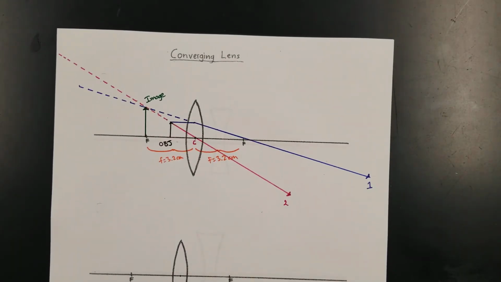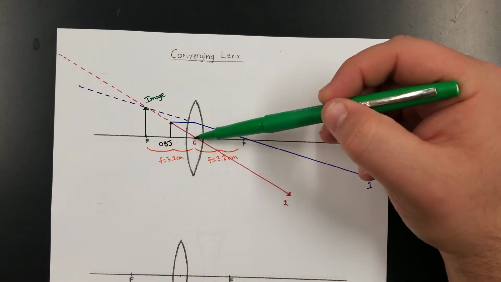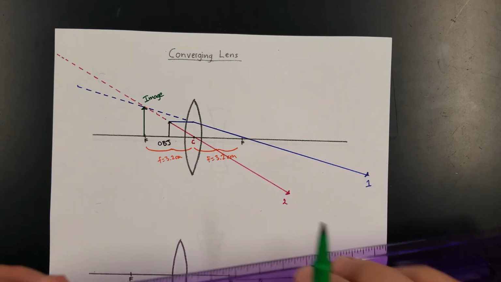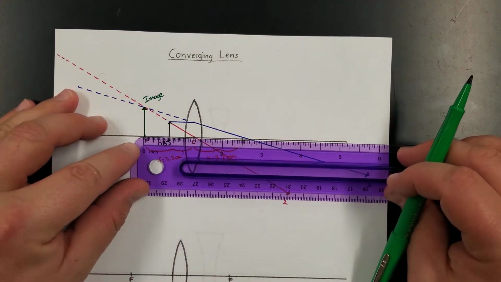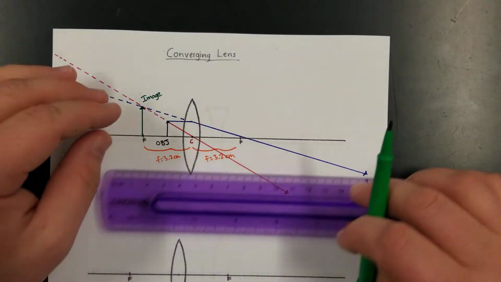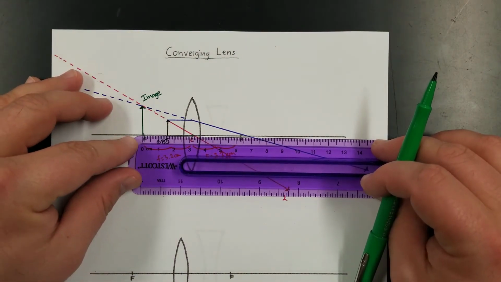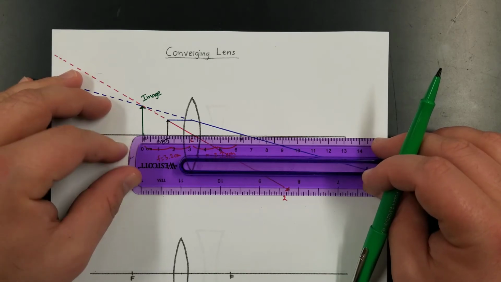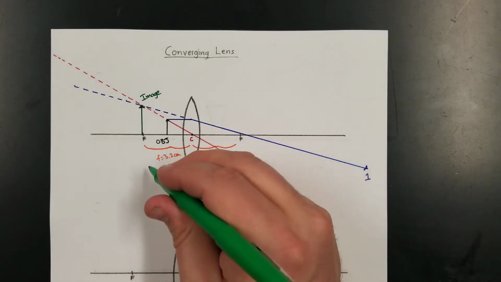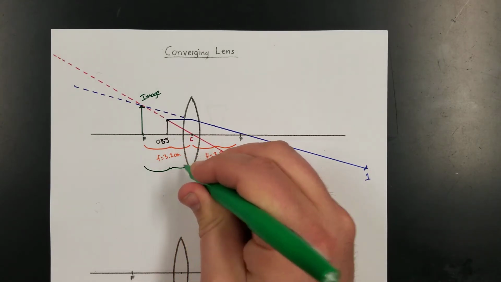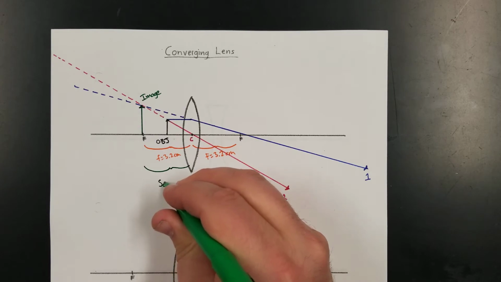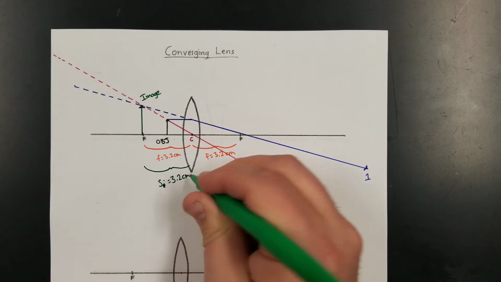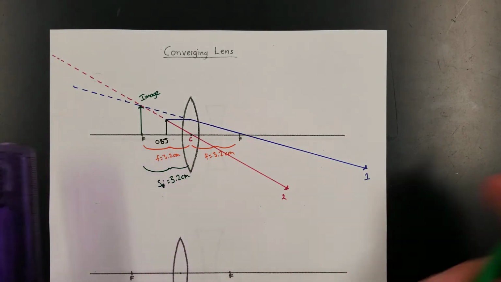Okay, so the next thing we're going to do is figure out how far away that is, measuring again from the center of the lens. So let's measure the image distance here. Line that up carefully. Let's use the correct side of our ruler. So I get that to be 3.2 centimeters. So it's almost right on top of the focus. So SI is 3.2 centimeters. And then let's measure the image height as well.